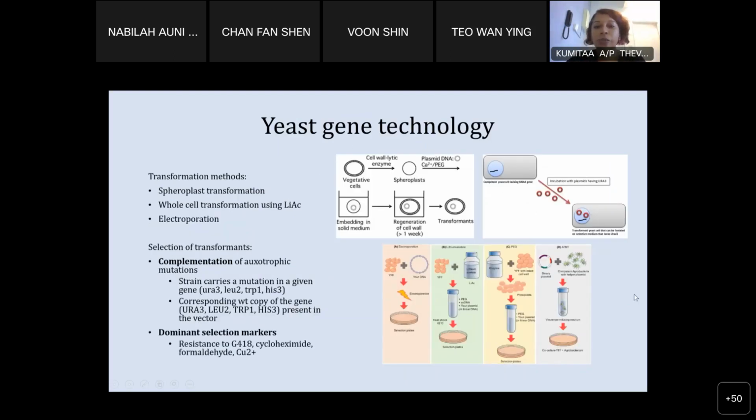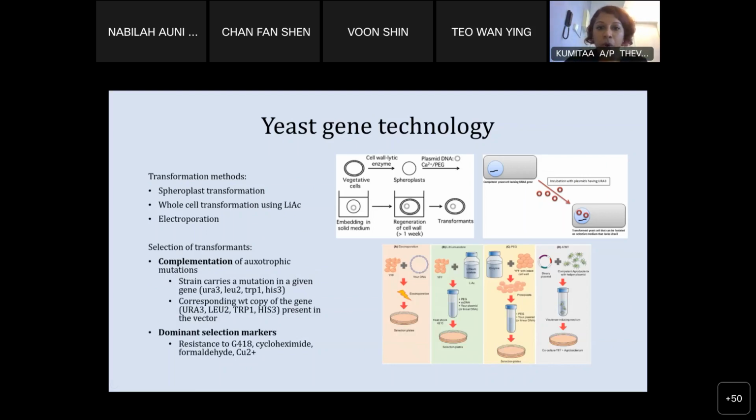All right, so when we talk about yeast gene technology, something that's really important is how do you actually do transformations? How do you introduce certain genes into the yeast? The main methods are spheroplast transformation, whole cell transformation using lithium acetate, and electroporation.